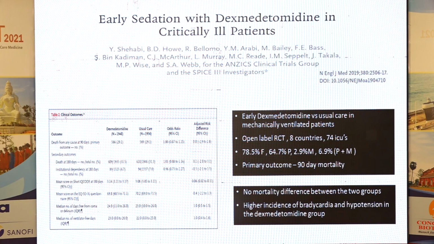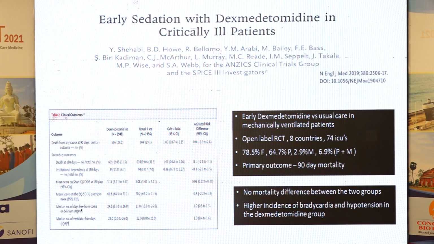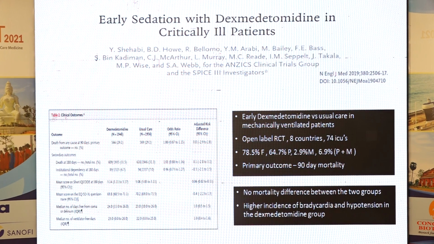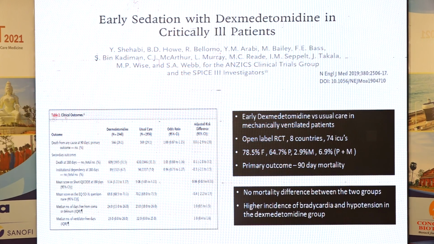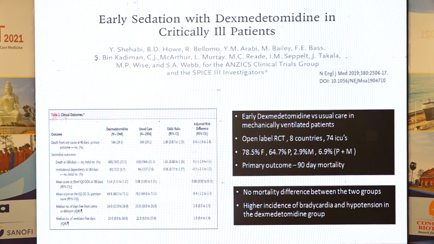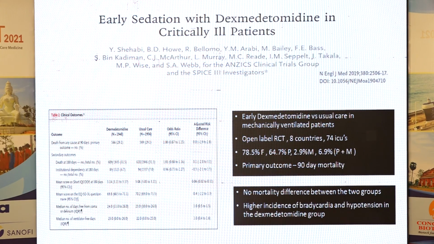The primary outcome that they wanted to see was the 90-day mortality. They wanted to check if we use only dexam in patients who are put on mechanical ventilation as compared to the usual sedative, does it make any difference with respect to mortality? What they found was, with respect to mortality at 90 days, there was no difference between either of the groups. However, in the dexam group, there was a significant incidence of both bradycardia and hypotension, and we know pharmacologically that dexmedetomidine is an agent which can cause both bradycardia and hypotension.